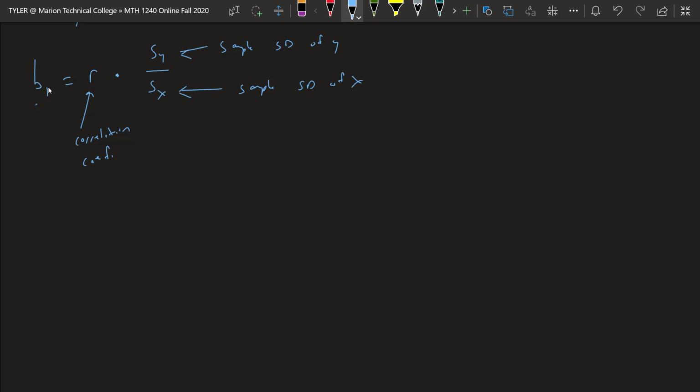And then another equation we have is b sub 0 equals y bar minus b1 x bar. This b1 is just the b1 from up here that we calculated. We already know what x bar is, we use that for the sample mean, so this would just be the sample mean of the x's, and y bar would just be the sample mean of the y's. So not too complicated.